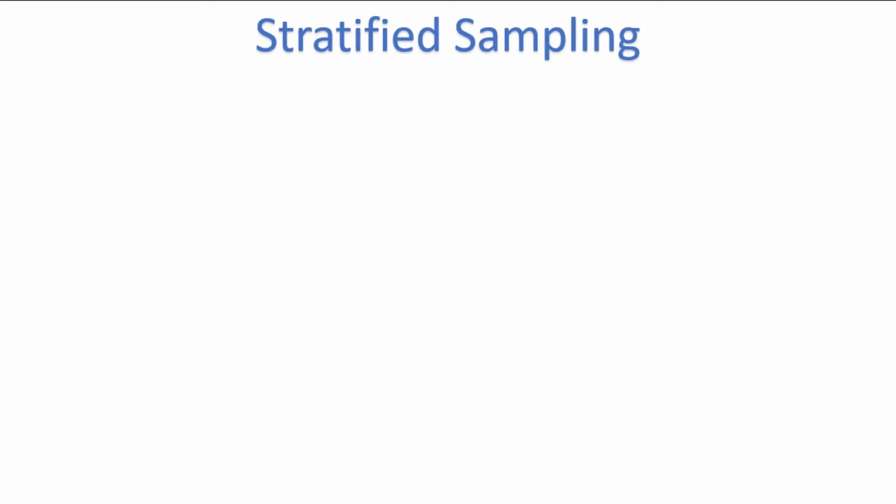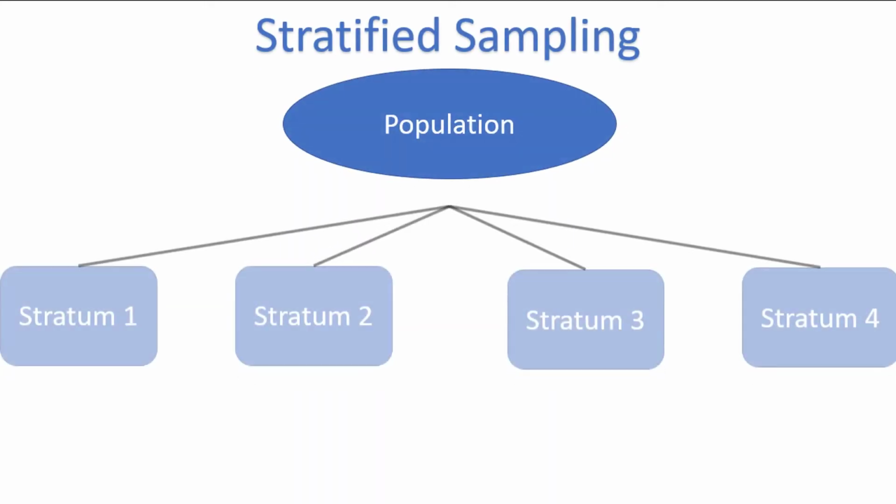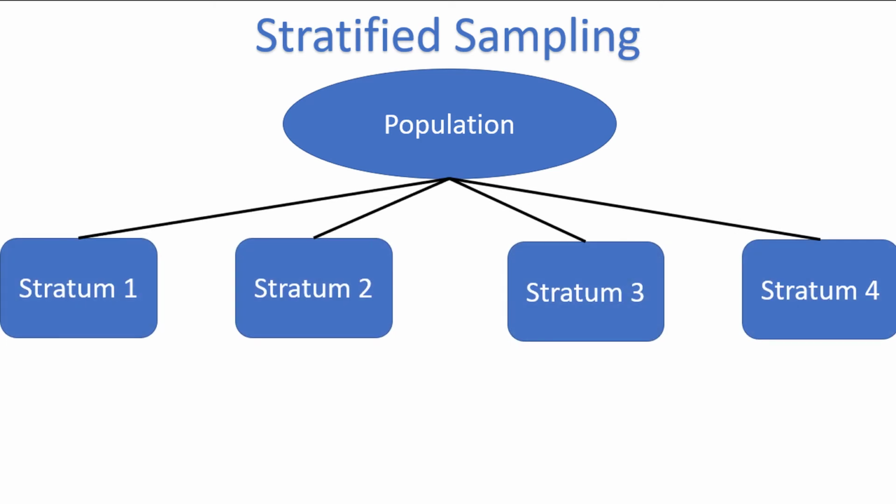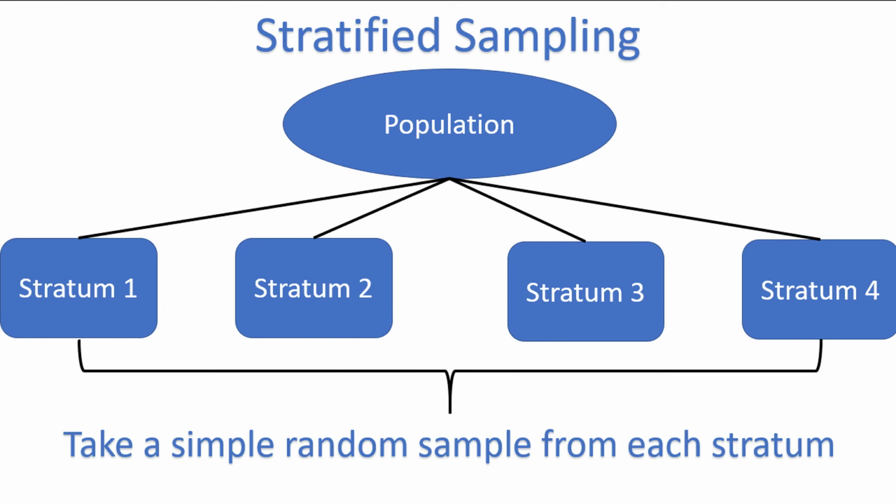Let's take a look at some other sampling methods. First, we have stratified sampling, where we first separate the population into groups, called strata, singular stratum, based on some characteristic. There can be as many or as few strata as needed. Then we take a simple random sample from each stratum.